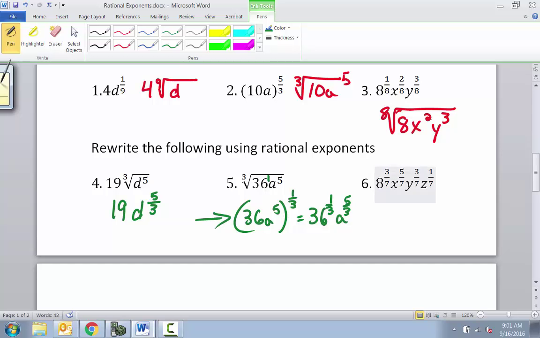Then number 6, they all have the same denominator of 7, so that's our index. And then we have 8 cubed, x to the 5th, y to the 3rd, and z. And that's our rational exponents.